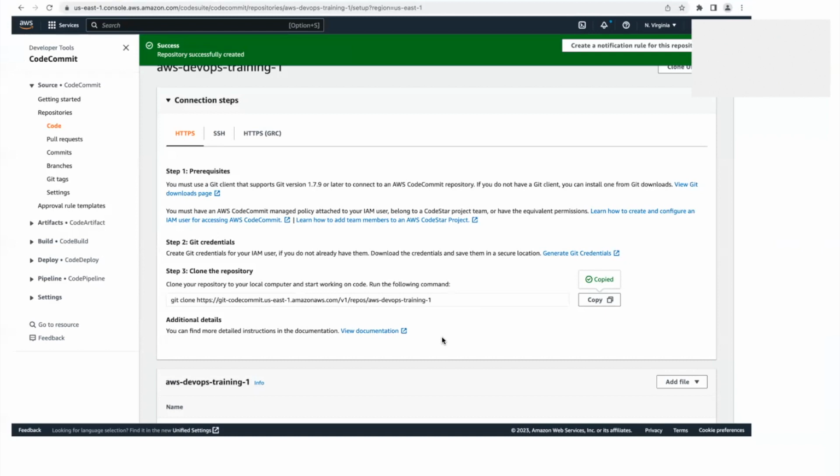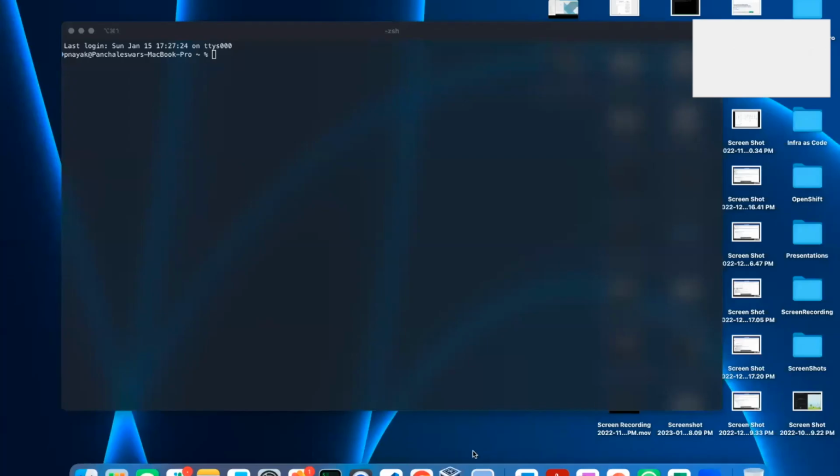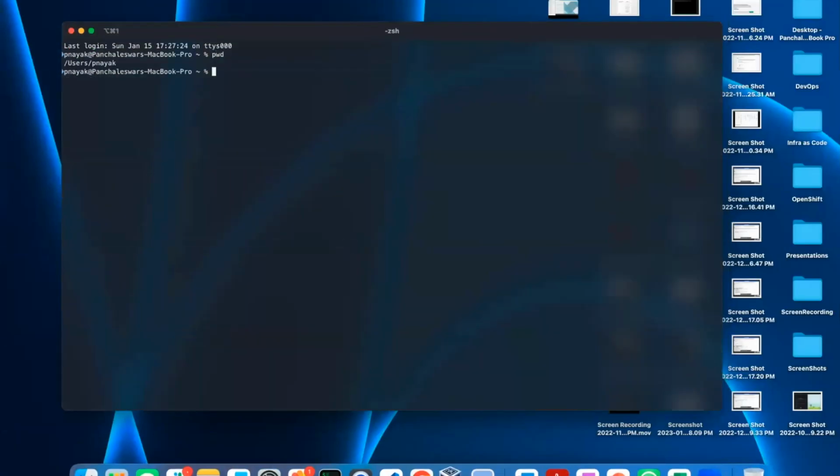I'll just stop sharing, then I'll reshare. I have to share the whole screen now. Okay. This is my terminal.